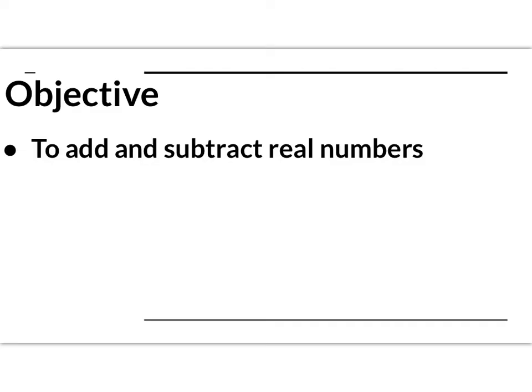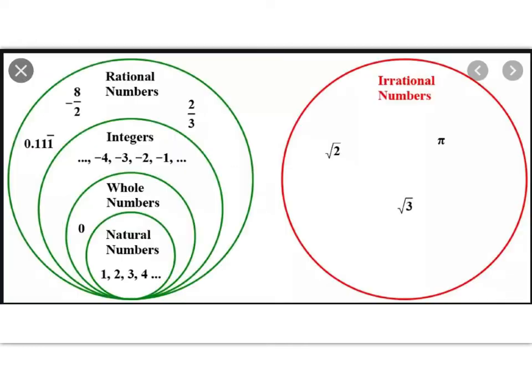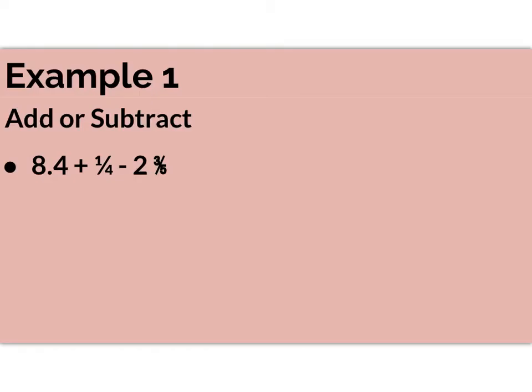So our objective, I'm not going to read through the notes and rules and vocabulary. Okay, so our first example, add and or subtract. So 8.4, 8 and 4/10 plus 1/4 minus 2 and 3/5.